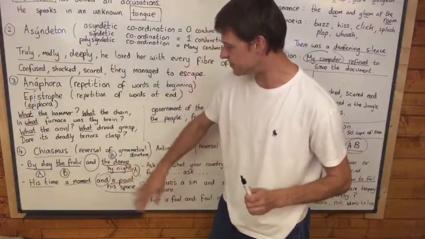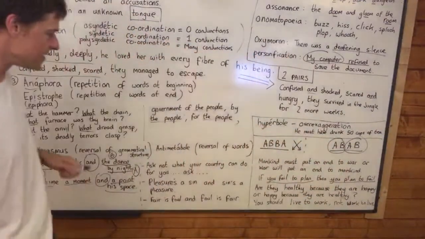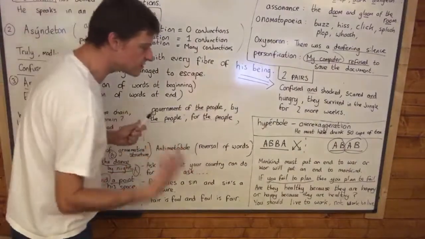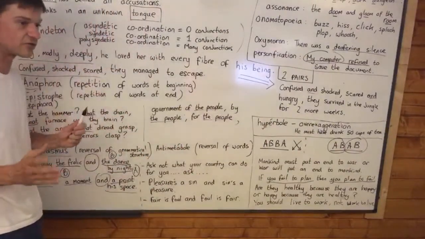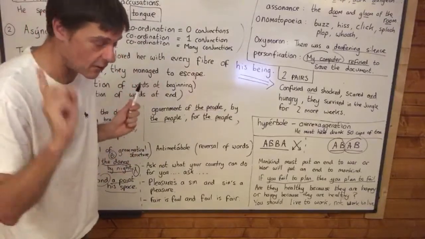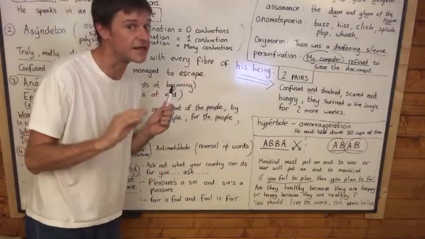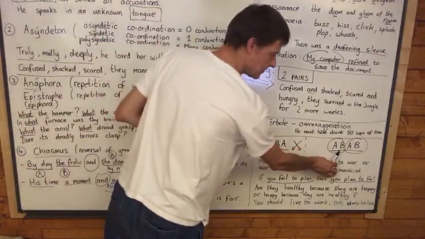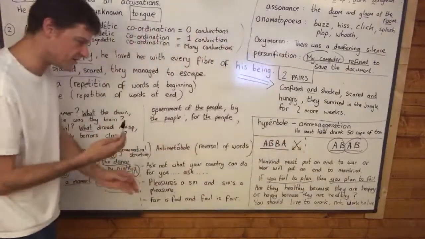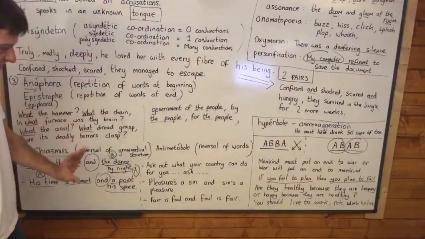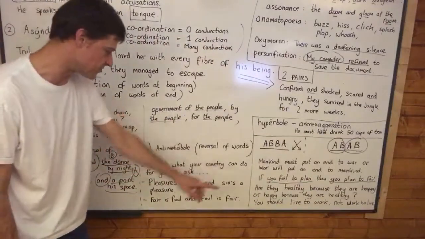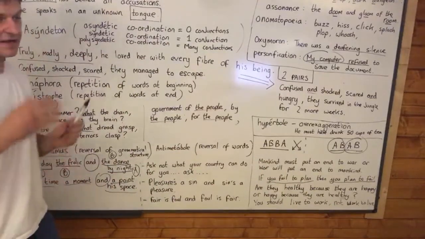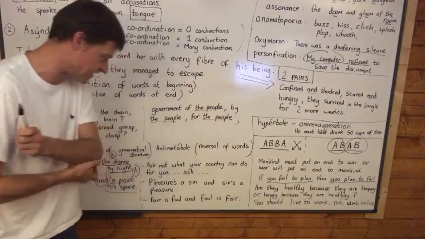So that device is called a chiasmus. And it's very similar to an antimetabole. But this is the reversal of the words, not the grammatical structure. Although the grammatical structure may also be reversed, it rarely is, in truth. It's usually the same grammatical structure, AB, AB, but the words are reversed. Here are some examples. "Ask not what your country can do for you, ask what you can do for your country." That's Kennedy's speech. It's very famous.